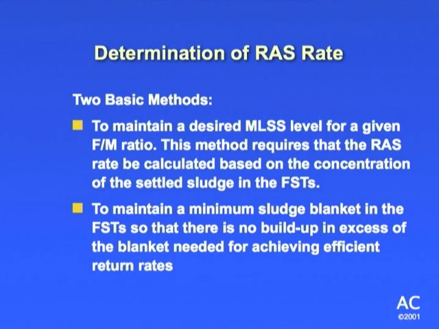The other one is to maintain a minimum sludge blanket in the final settling tank so there's no buildup in excess of the blanket needed for achieving efficient return rates. Some plants will actually do a return rate that is constant regardless of the flow to the plant, in which case your sludge blankets will fluctuate through the day. In the case of this plant, we want it to be a percentage of your primary effluent flow. Like I said, we're shooting for 69% of the average daily flow of your primary effluent.